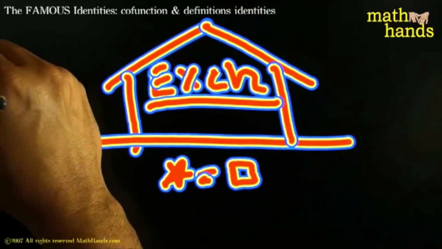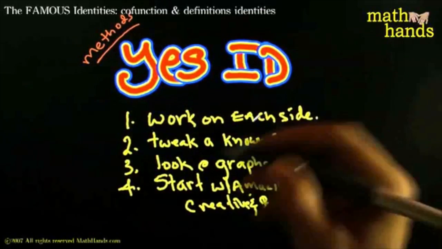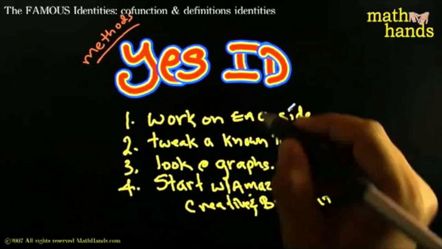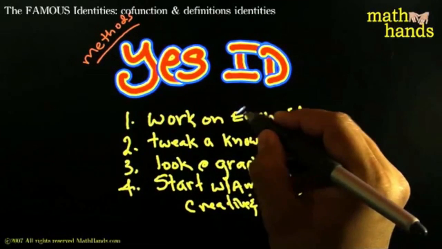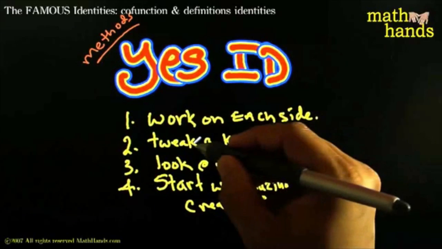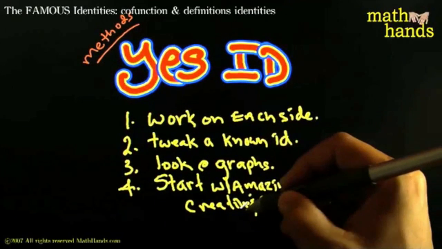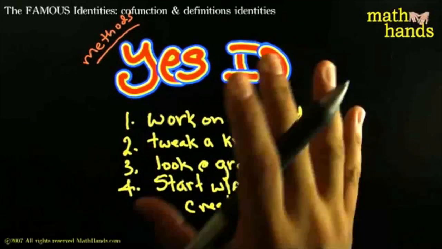We also learned different techniques, famous techniques for proving identities. One was abandon the equality and work on each side separately. Another, tweak a known identity. Look at the graphs or start with something amazingly creative and brilliant. That was a great start. Now, what we got to do is really become introduced to the famous ones.